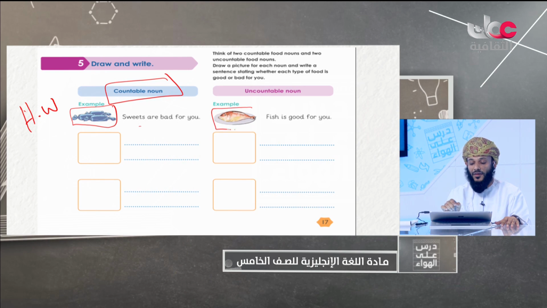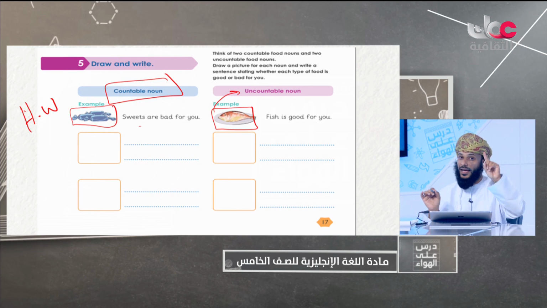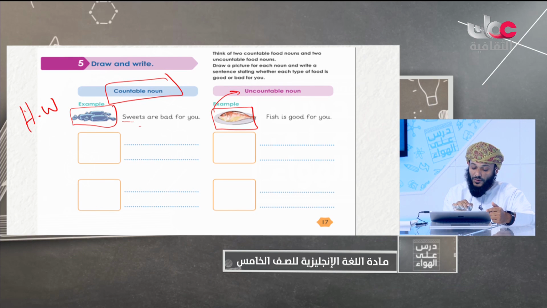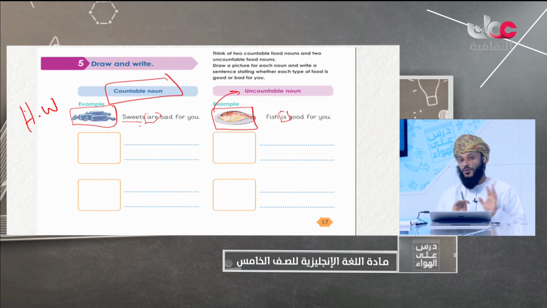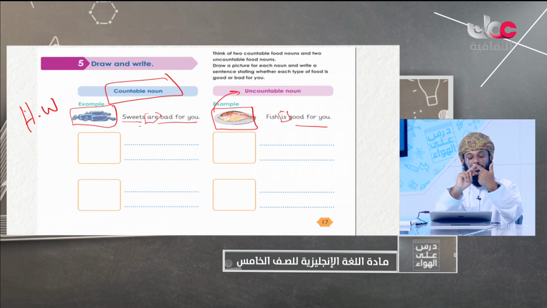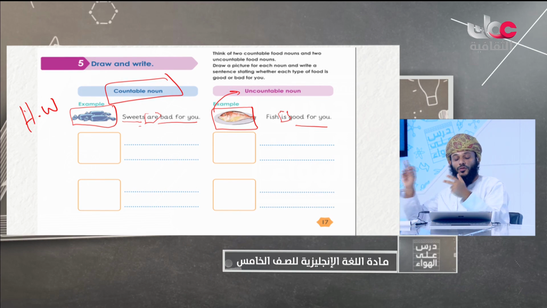But here we have a picture of an uncountable noun. We have to say fish is good for you. Pay attention. First, we have to start with the subject, then the verb to be, are or is. After that, we have to say good for you. Okay? It's very easy. Bad for you or good for you. Again, the subject, then the verb. After that, good for you.